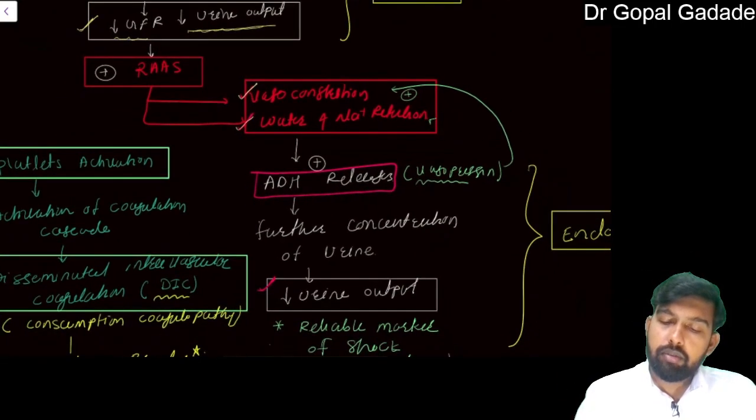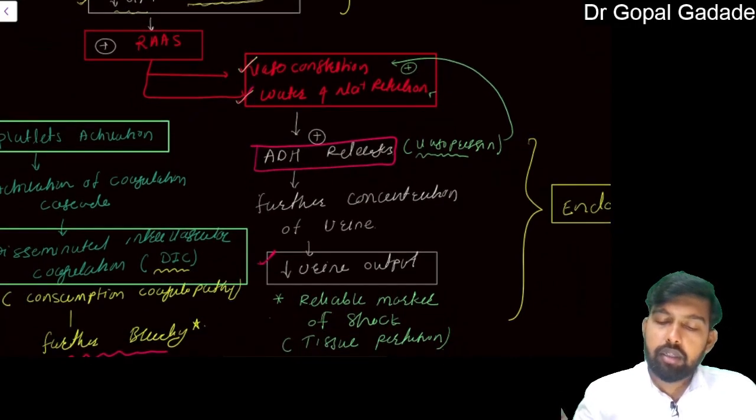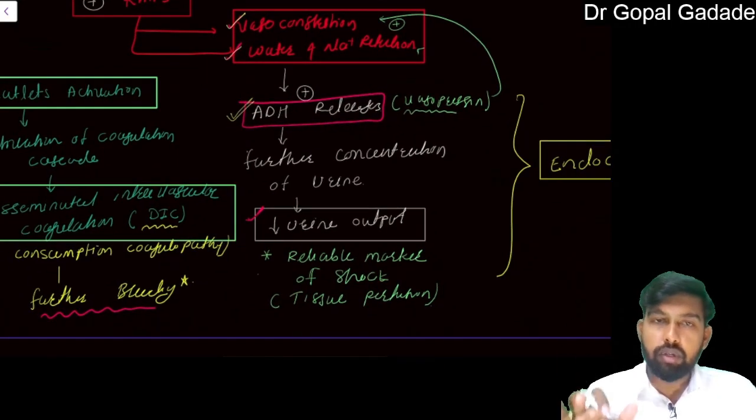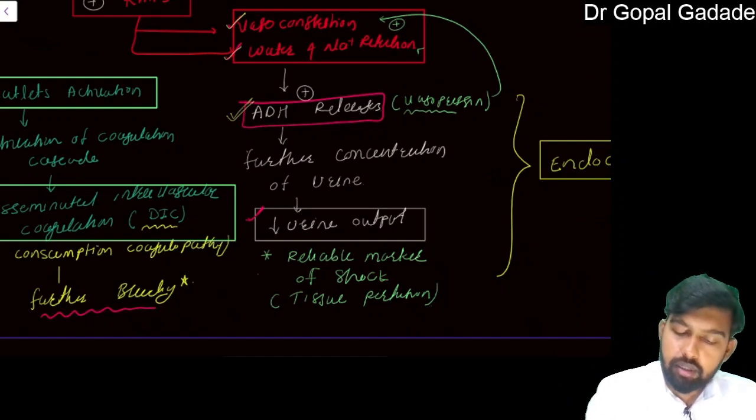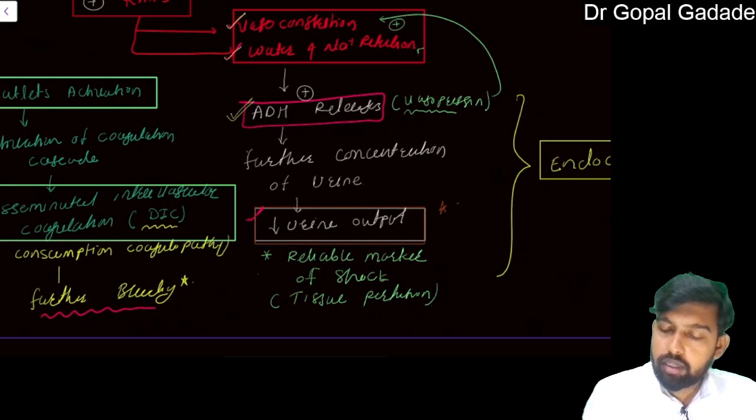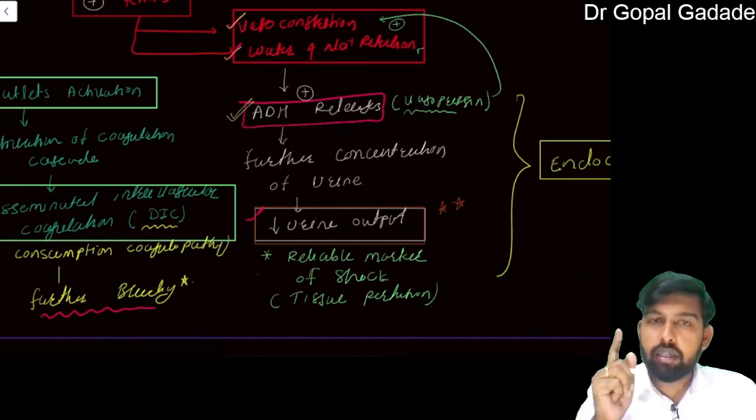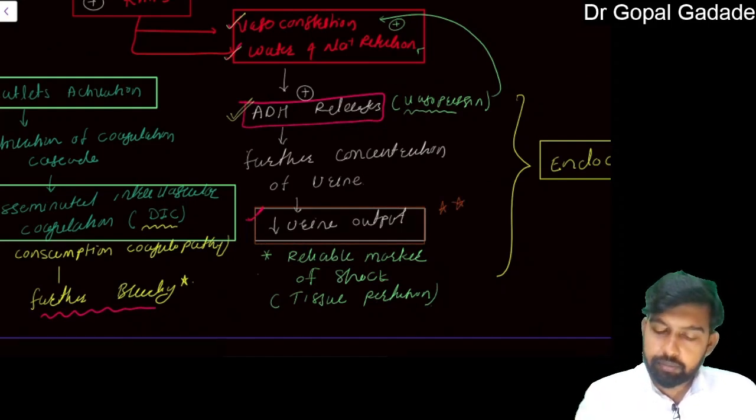Because of the increased sodium and water retention, there is also stimulation of the antidiuretic hormone, which causes further concentration of the urine, which ultimately leads to the decreased urine output. So this could be a manifestation of the shock: low urine output.